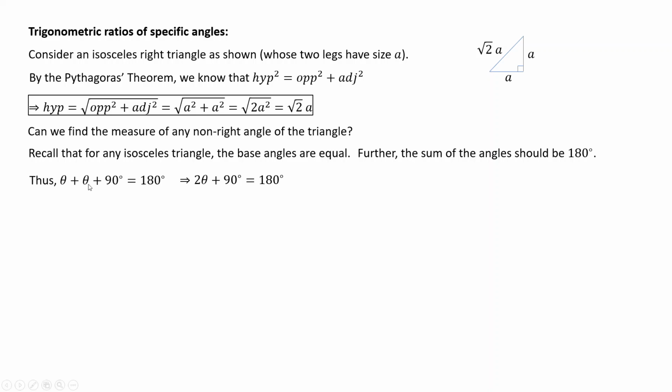So theta plus theta plus 90 must be 180. 2 theta plus 90 is 180. Subtract 90 from both sides. Divide both sides by 2 and you get theta to be 45 degrees. Aha! So that angle is 45 degrees and even the other one is 45 degrees. We don't need to mark that other angle.